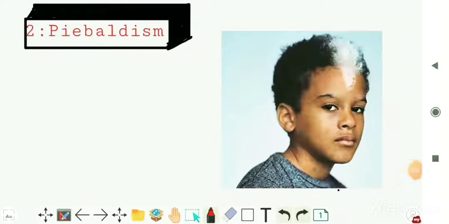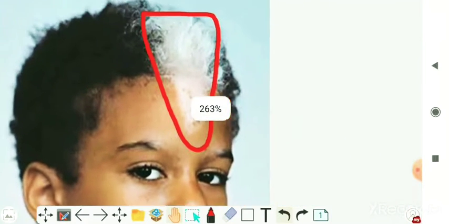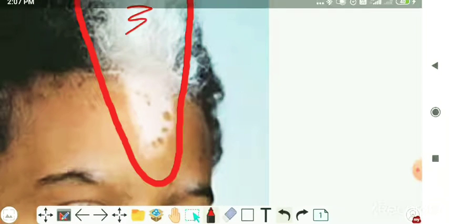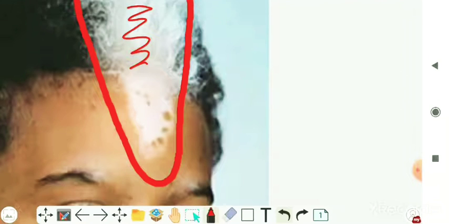Right, let's continue with piebaldism. Piebaldism is an autosomal dominant genetic disorder. It is due to absence of melanocytes. Absence of melanocytes leads to formation of depigmented lesions or white lesions. This piebaldism is characterized by a localized patch over the forehead, as you can see here. Another point I want to mention here, let me zoom this. As you can see here, this whole part is a depigmented area, but in between the depigmented area some pigmentations are seen.